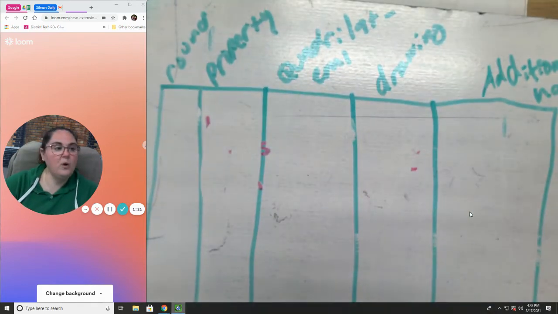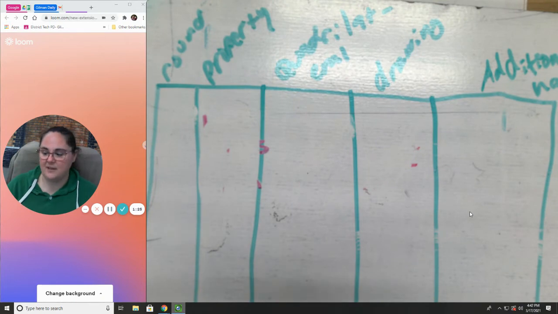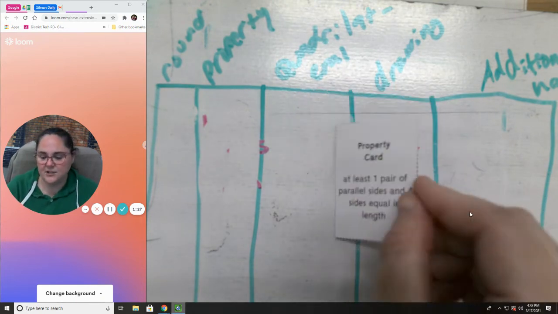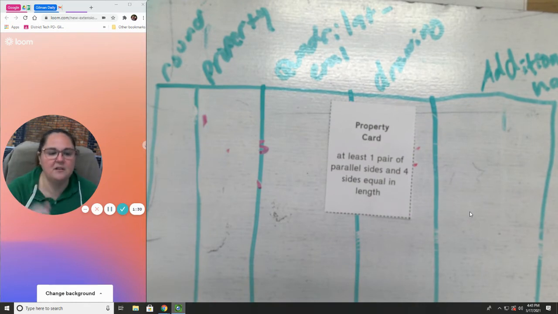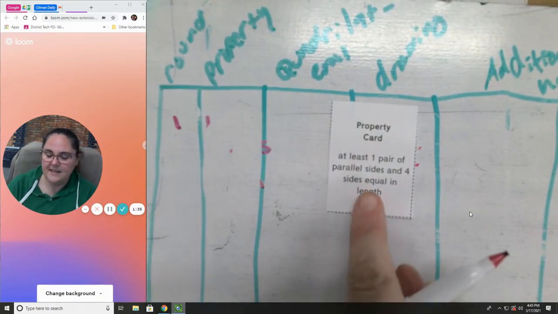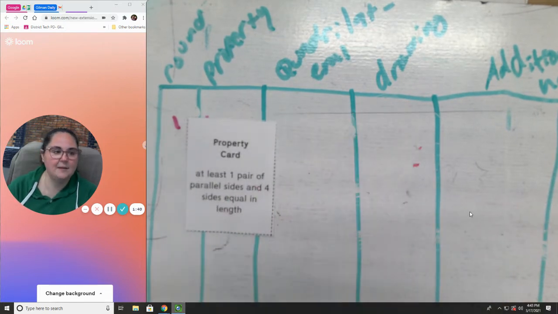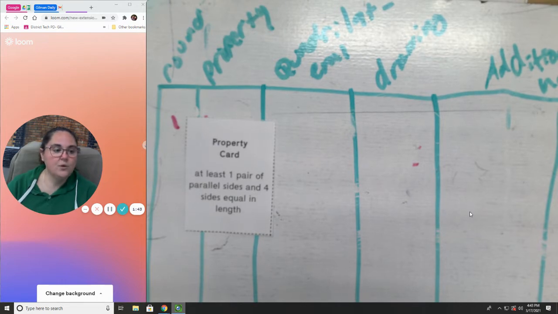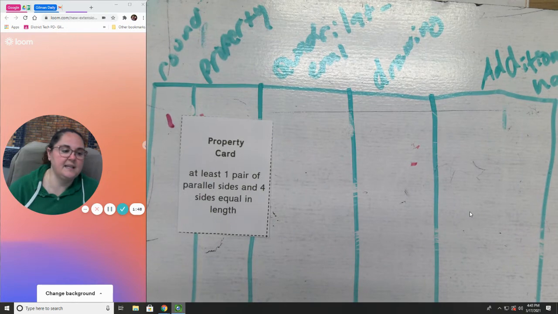Round one is where we are. It's a little sloppy, I'm sorry, I have to use a marker because I don't have the other page printed out. This is the card that I drew. It says, at least one pair of parallel sides and 4 sides equal in length. This is round one. Everything on this card is what you will write in the column that says property.